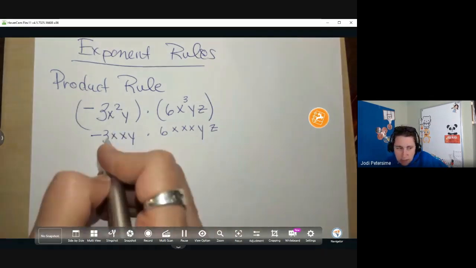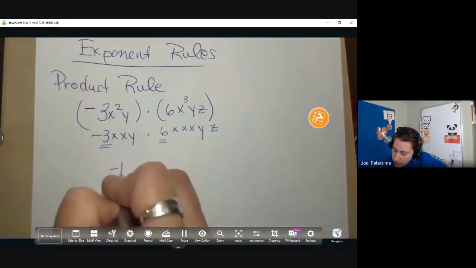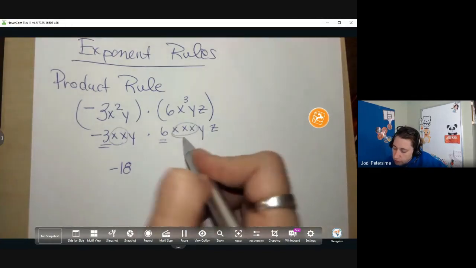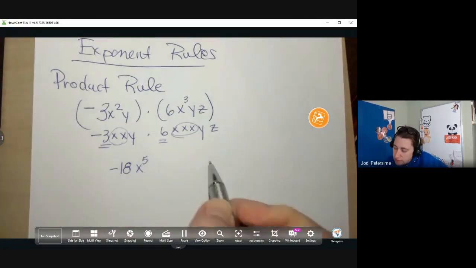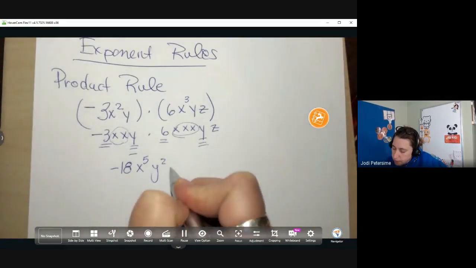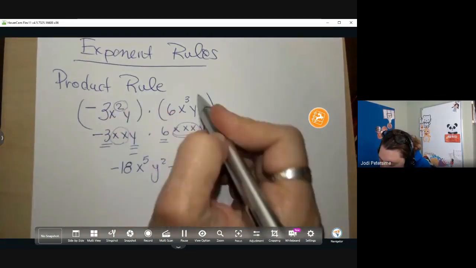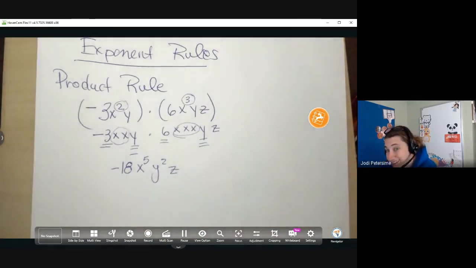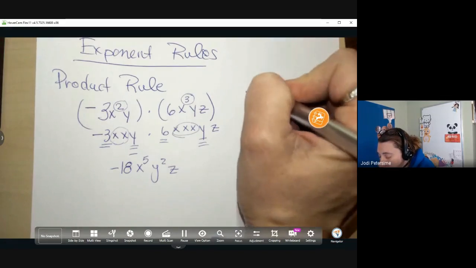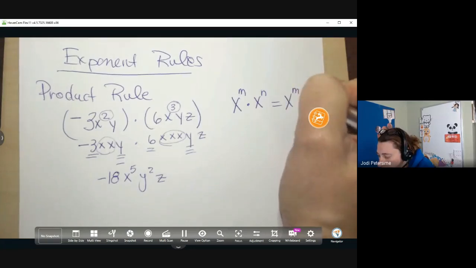So we basically are going to multiply our two numbers. And so we get negative 18. How many x's do we have? We have 1, 2, 3, 4, 5. So we have 5 x's. I have 2 y's. And I have 1 z. So if we think about this, what did we do with those exponents? We added them. So the rule is if I have x to the m times x to the n, that's equal to x to the m plus n.